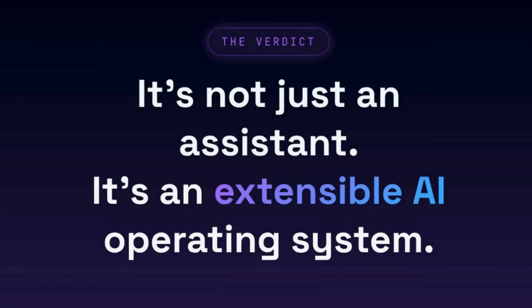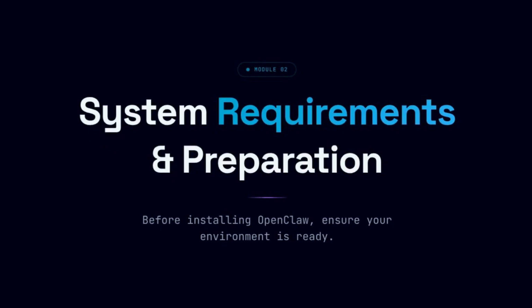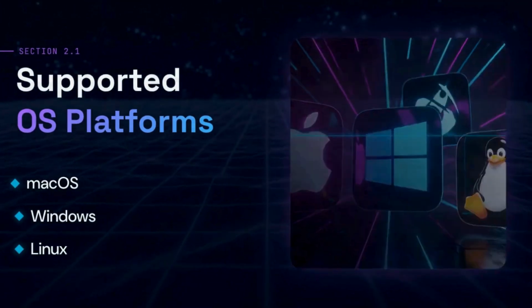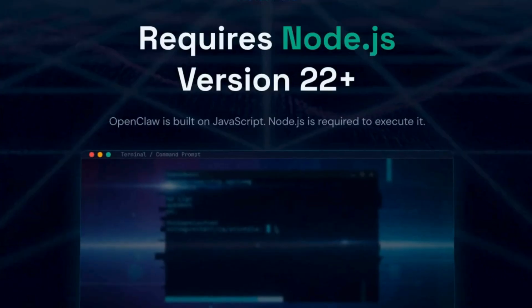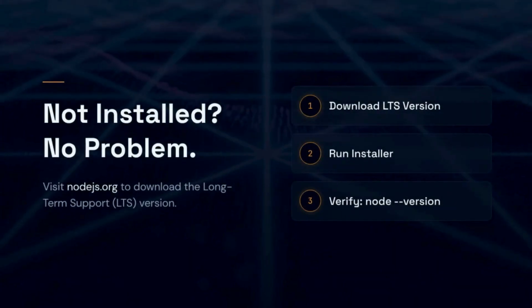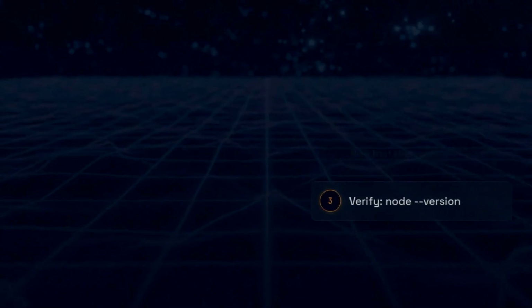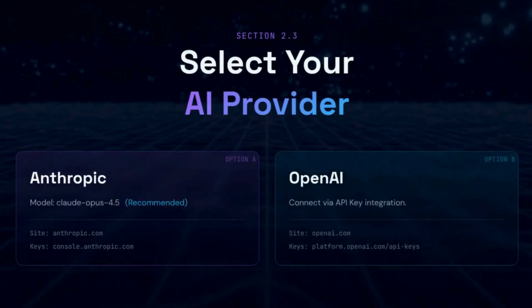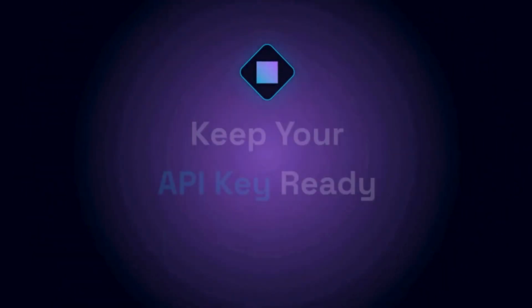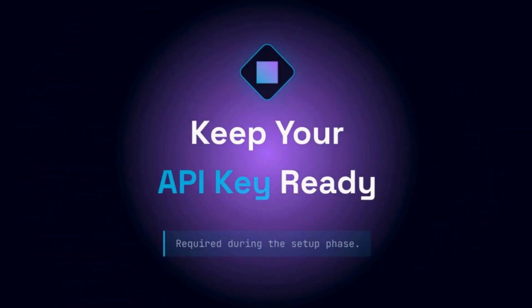Before installing OpenClaw, make sure your system is ready. It runs on macOS, Windows, or Linux. You'll need Node.js version 22 or higher, since OpenClaw runs on JavaScript. Open Terminal or PowerShell and type node --version. If it shows 22 or higher, you're set. If not, go to nodejs.org and install the LTS version. Finally, create an account with either Anthropic Claude or OpenAI and generate your API key for setup.